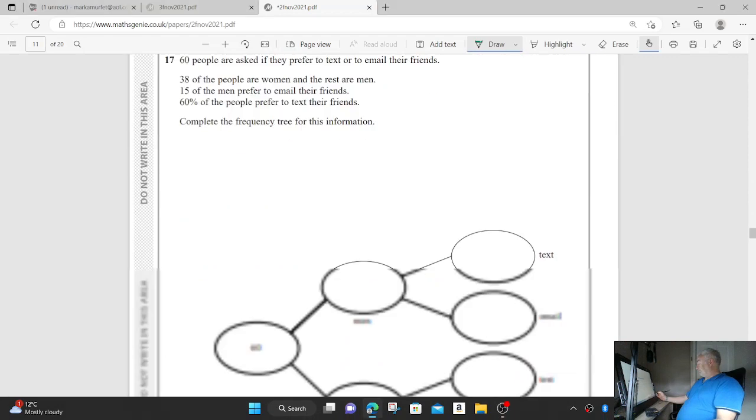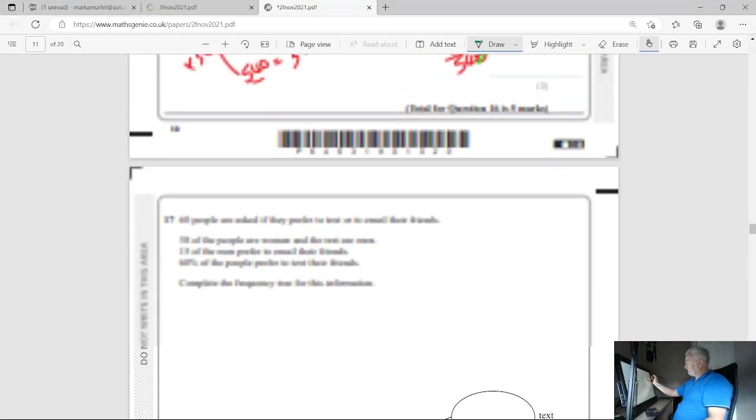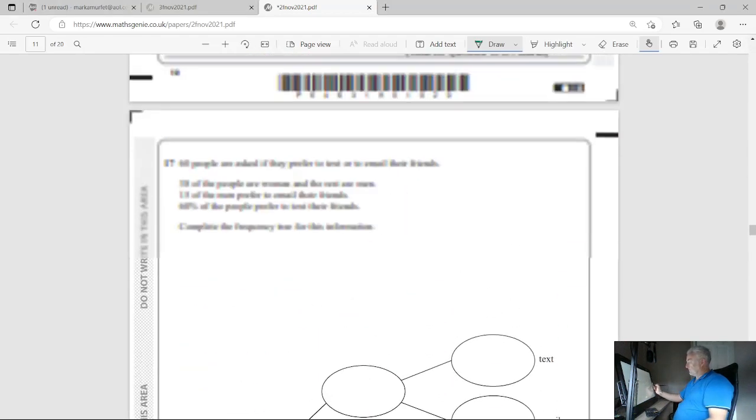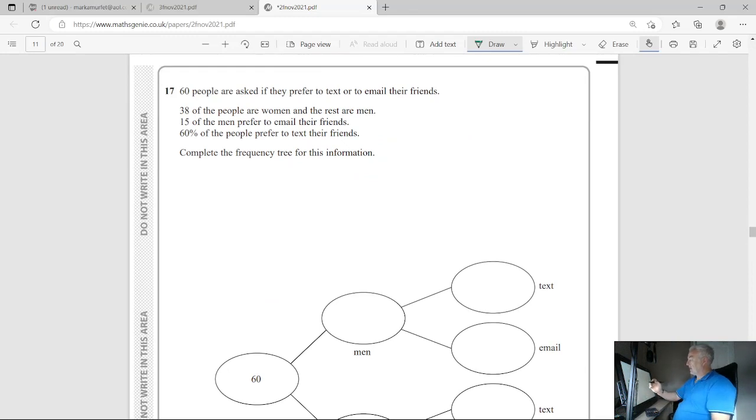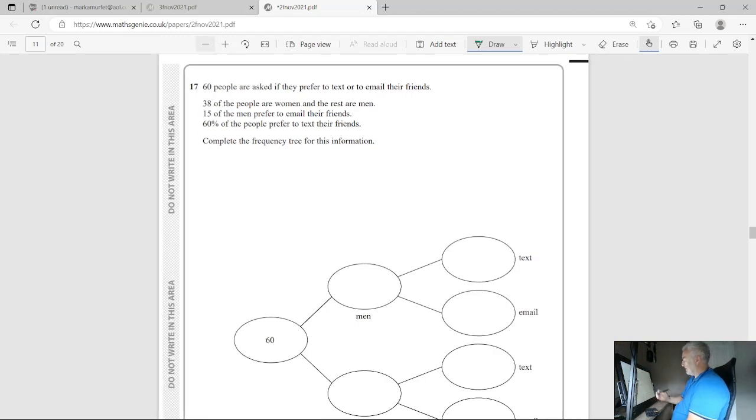Question 17. 60 people are asked if they prefer to text or to email their friends. 38 of the people are women and the rest are men. 15 of the men prefer to email their friends. 60% of the people prefer to text their friends. Complete the frequency tree for this information. There's a lot of information all at the same time, so let's see what they tell me in this question.